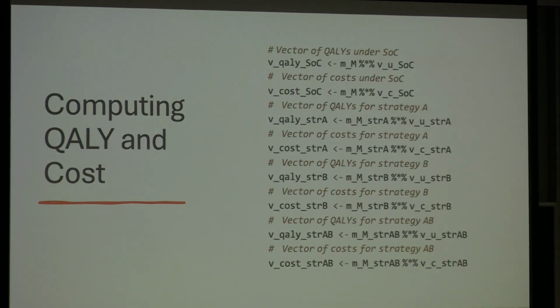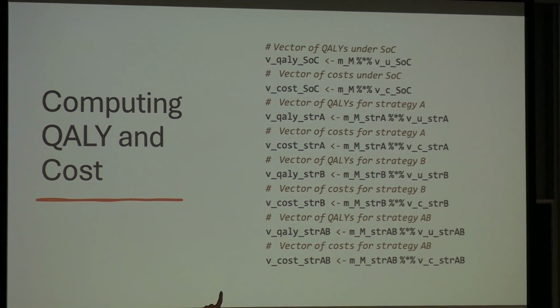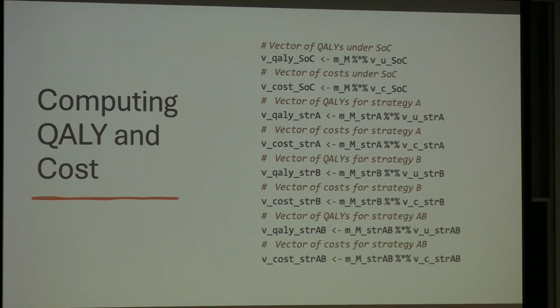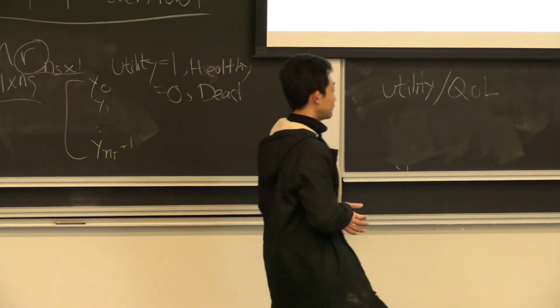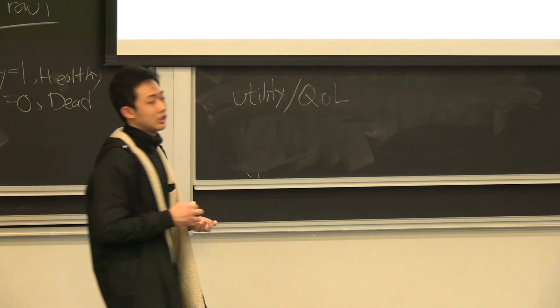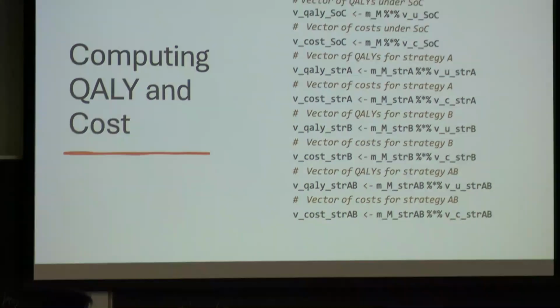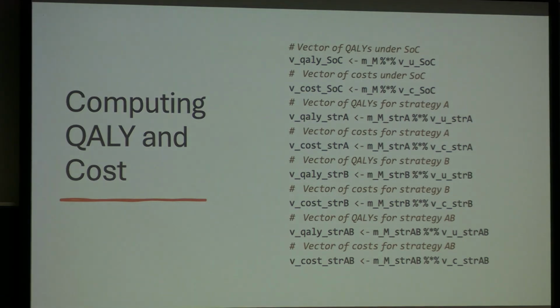And now we want to compute the quality of life and also the cost. QALY means quality adjusted life years, or we can just call it the quality of life. So we use this equation, y is equal to m times r here. The matrix for each strategy is multiplied by the vector of outcome of interest. For example, if you want to compute the quality of life, you multiply by the vector of utility. If you want to compute the cost, then you multiply by the vector of cost. And you need to do that for all those 4 strategies.